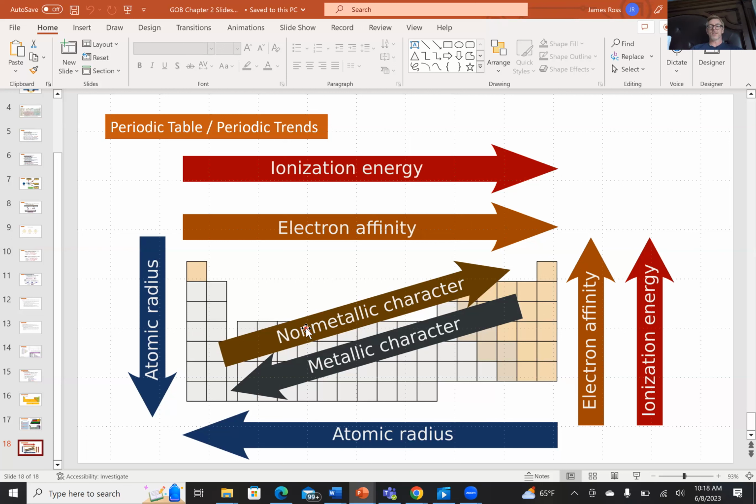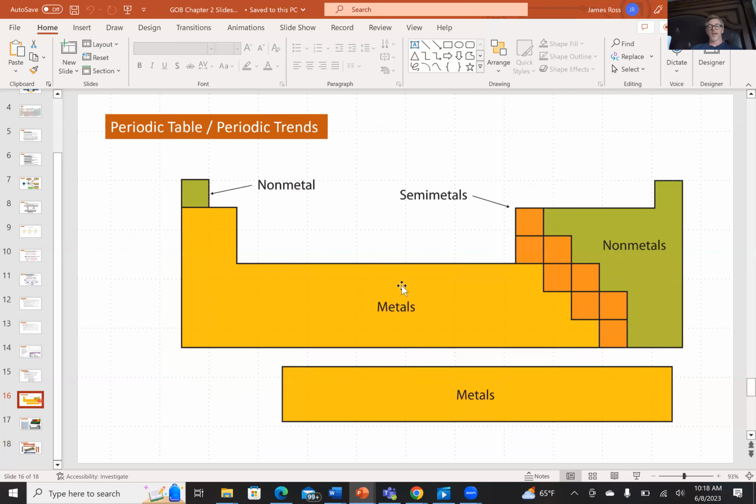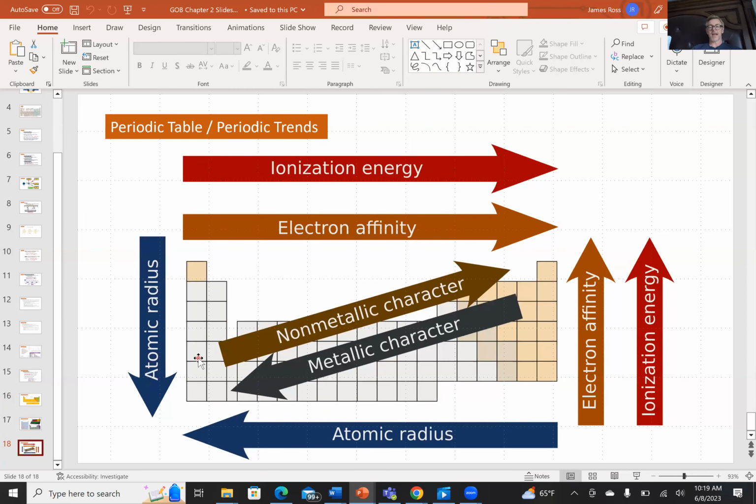Metallic character, this is just how much you are like a metal. And we said earlier that you are less like a metal if you're a non-metal. So this is going from bottom left over here to top right. You are becoming less and less like a metal. So that's why your metallic character decreases from bottom left to top right, or it increases from top right to bottom left. And your strength, or your ionization energy and electronegativity, increase left to right across periods.